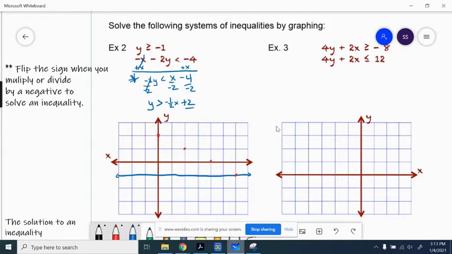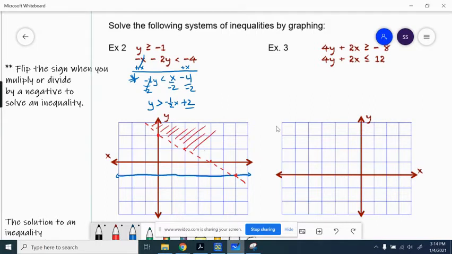All right, so now let's determine, is this line going to be solid or dashed? There is no line underneath the greater than symbol, so this does not include the line. So we're going to make this a dashed line. Okay, and it is greater than, so we shade above. All right, so I'm going to shade up here.